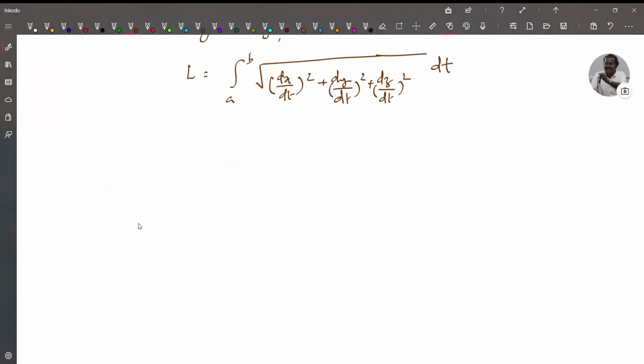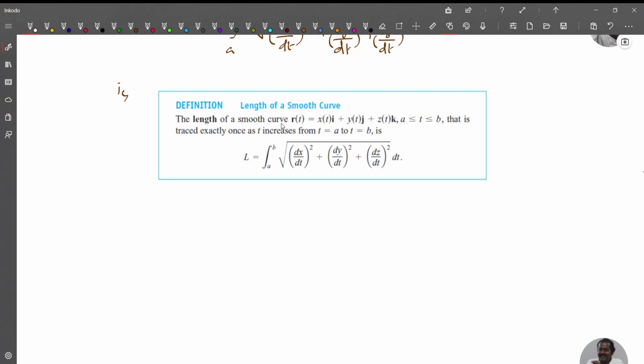That's the length of the smooth curve r of t traced exactly once as t increases from a to b: L is equal to integral a to b square root of (dx by dt) the whole square plus (dy by dt) the whole square plus (dz by dt) the whole square dt.